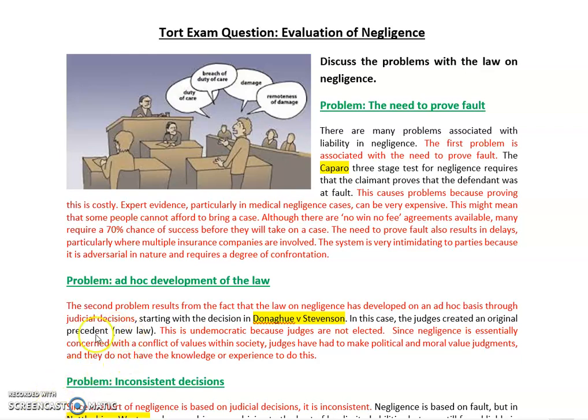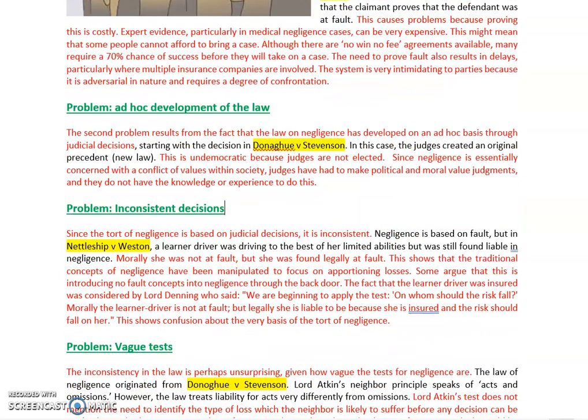And the fact that we've got judicial decision making happening links quite nicely to our next problem that we're going to talk about, in that there are inconsistent decisions. Because obviously, if you've got different judges just making decisions on different days rather than following Acts of Parliament, there's bound to be inconsistencies. So negligence is based on fault, but in Nettleship and Weston, this is a nice example to give.